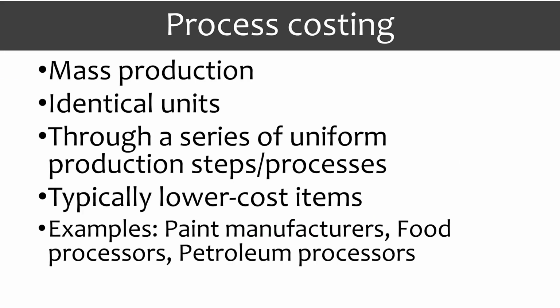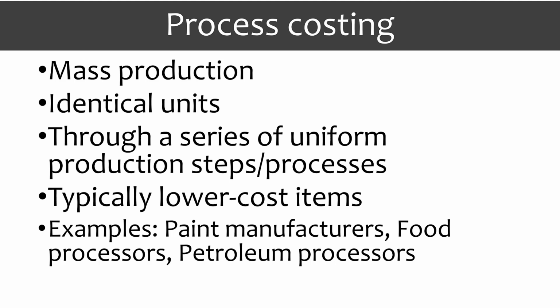Starting with process costing. Process costing is used by companies that produce really large numbers of identical units through a series of uniform production steps or processes. Usually these are lower cost items, and because the units are all so similar, virtually identical, we can take all the costs and divide them by the number of units we made and come up with a cost per unit because everything's the same. That's greatly simplifying process costing, but that's essentially what's going on with process costing.